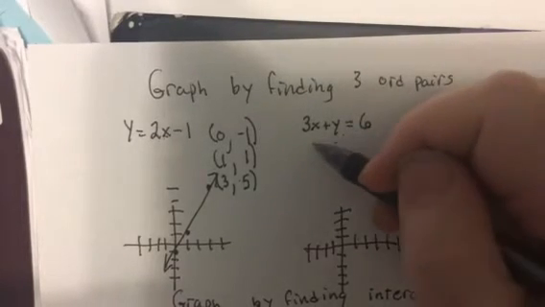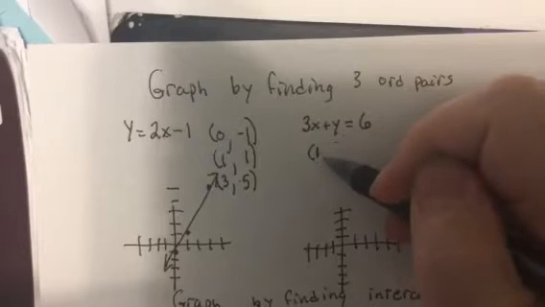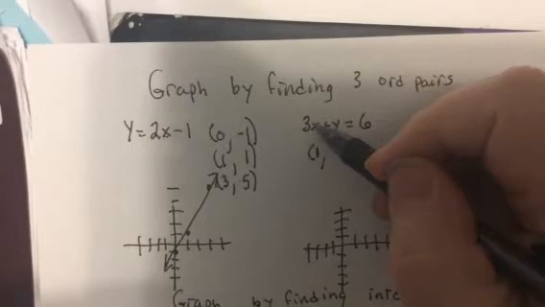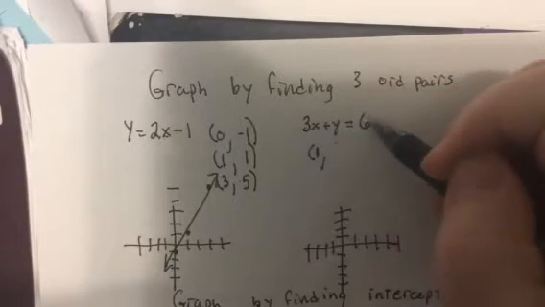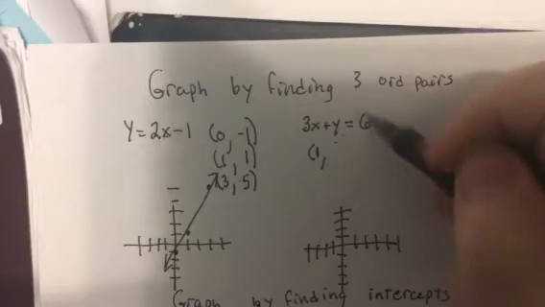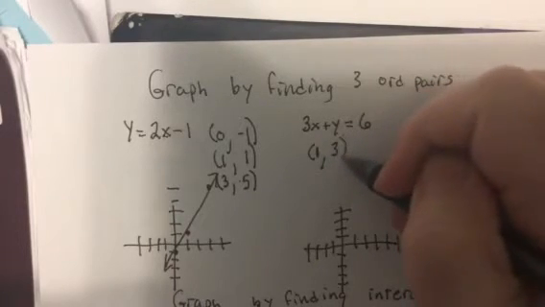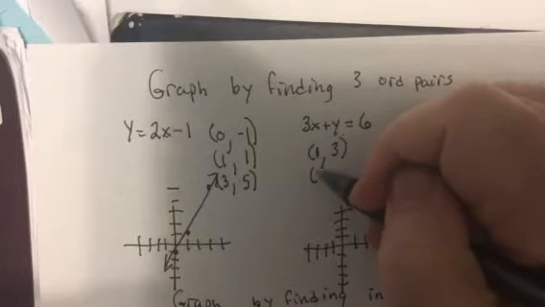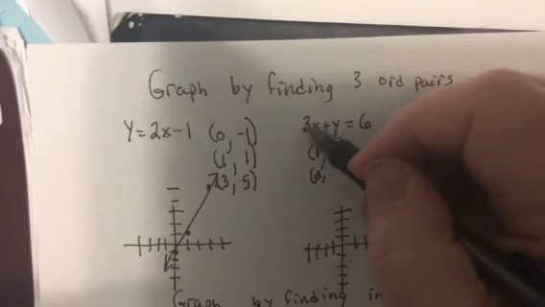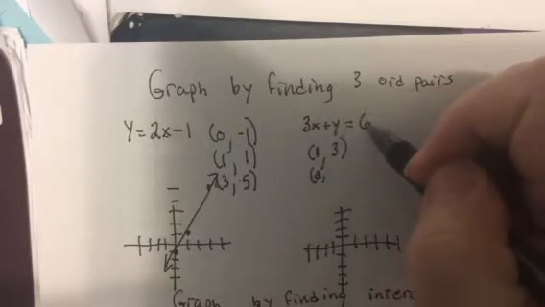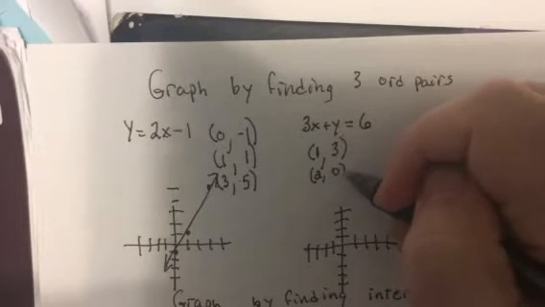Well, it wasn't so bad, was it? Let's put 1 in for x. 3 times 1 is 3. Now subtract 3 to get y by itself. 6 minus 3 is 3. Let's put in 2 for x. 3 times 2 is 6. Subtract 6. 6 minus 6 is 0.